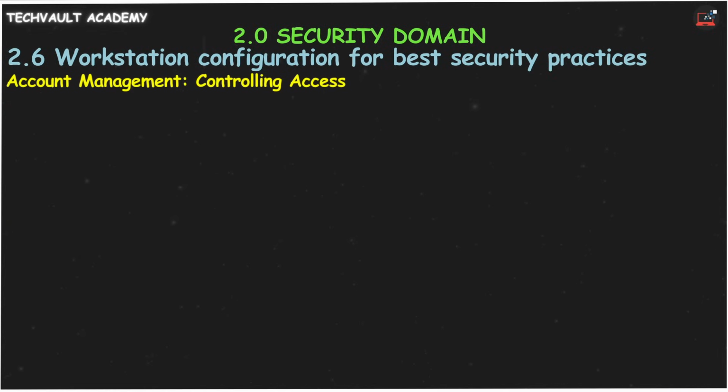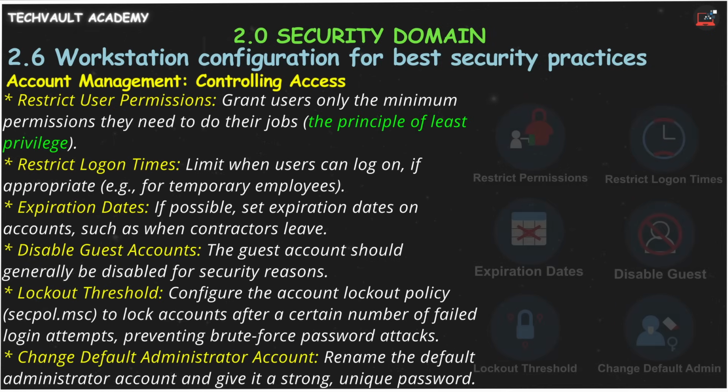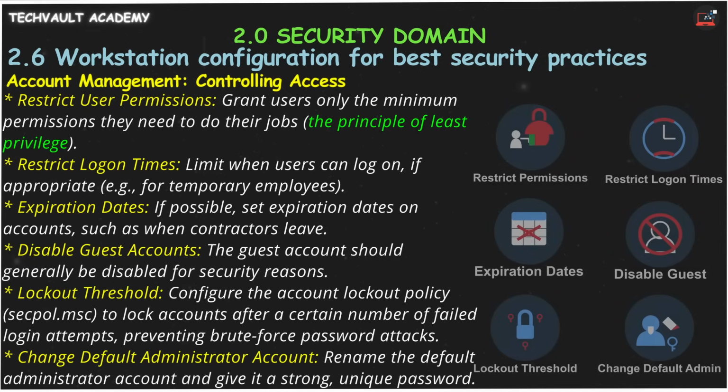Account management, controlling access. Restrict user permissions: grant users only the minimum permissions they need to do their jobs, the principle of least privilege. Restrict login times: limit when users can log on, if appropriate, for example, for temporary employees. Expiration dates: if possible, set expiration dates on accounts, such as when contractors leave. Disable guest accounts: the guest account should generally be disabled for security reasons.